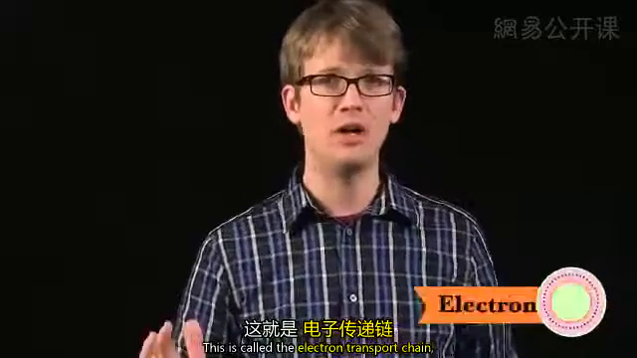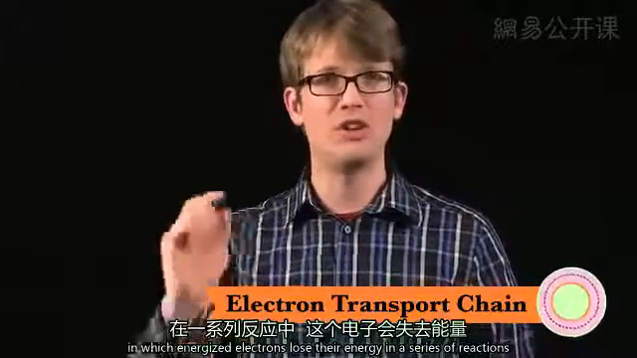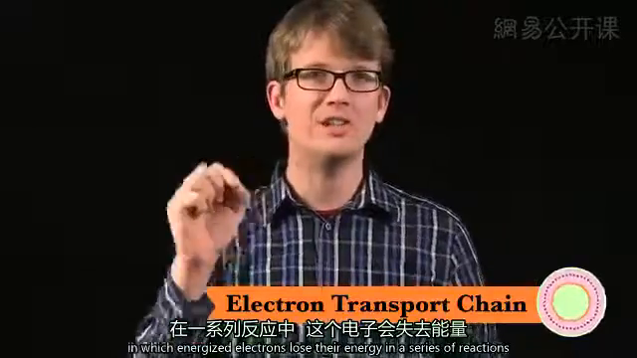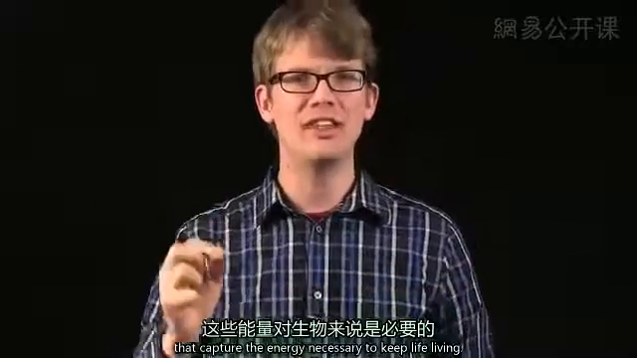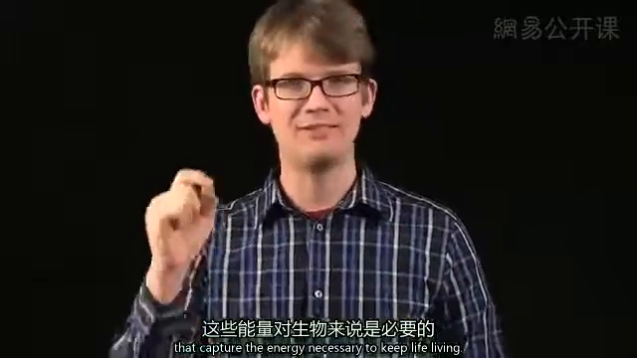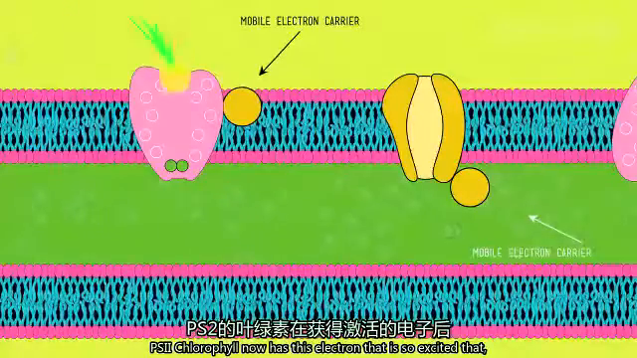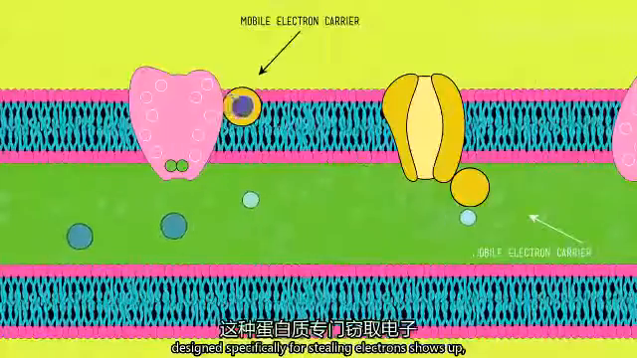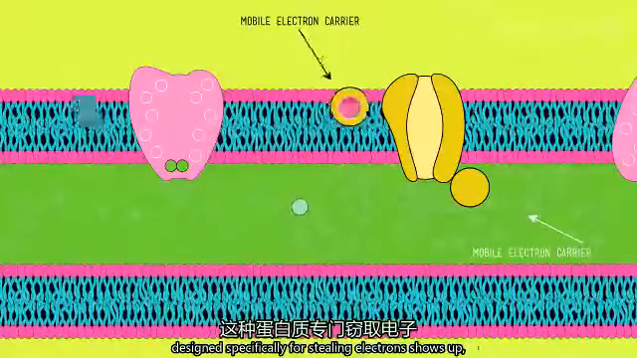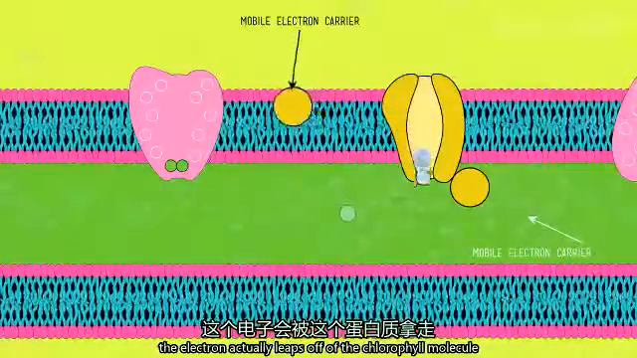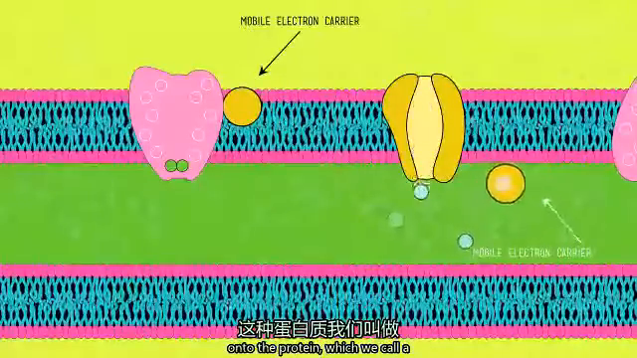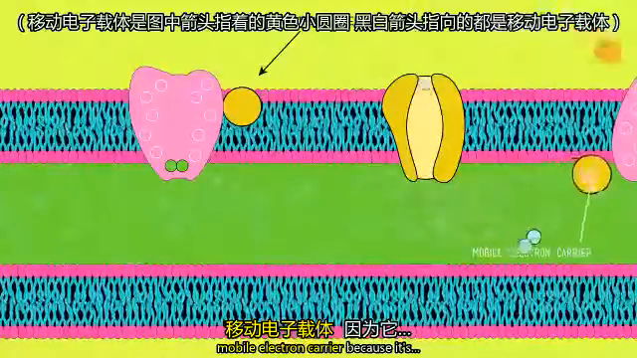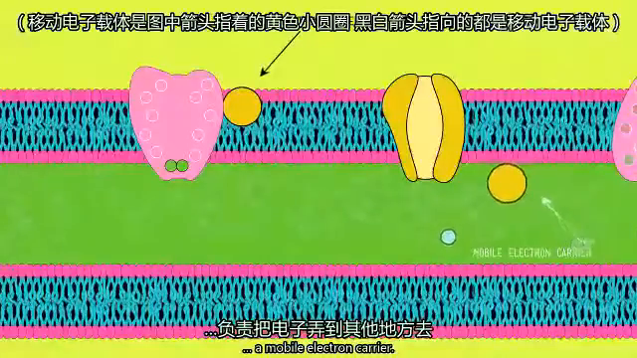This is called the electron transport chain, in which energized electrons lose their energy in a series of reactions that capture the energy necessary to keep life living. So PS2's chlorophyll now has this electron that is so excited that when a special protein designed specifically for stealing electrons shows up, the electron actually leaps off of the chlorophyll molecule onto the protein, which we call a mobile electron carrier.